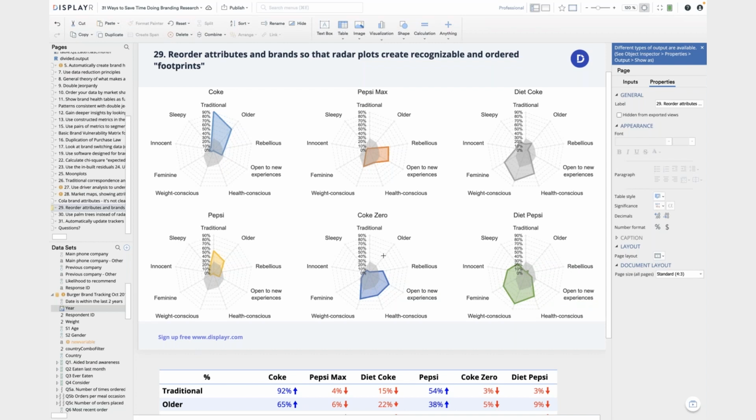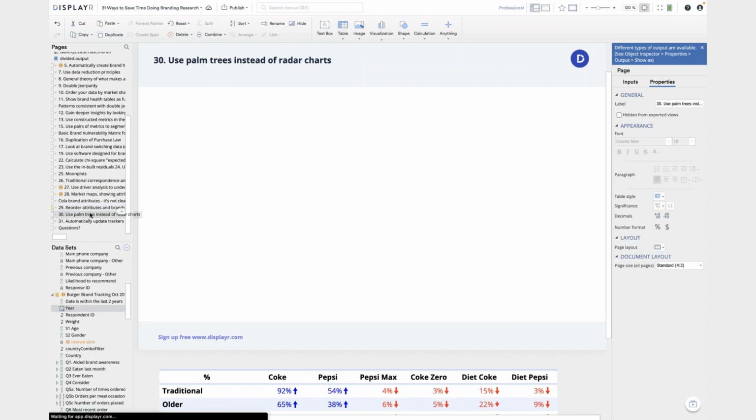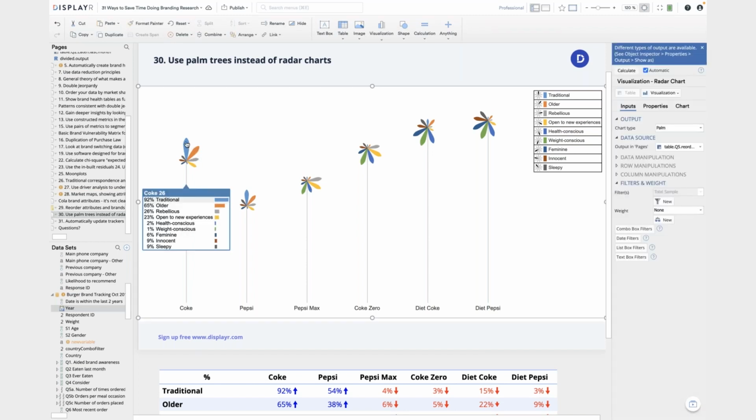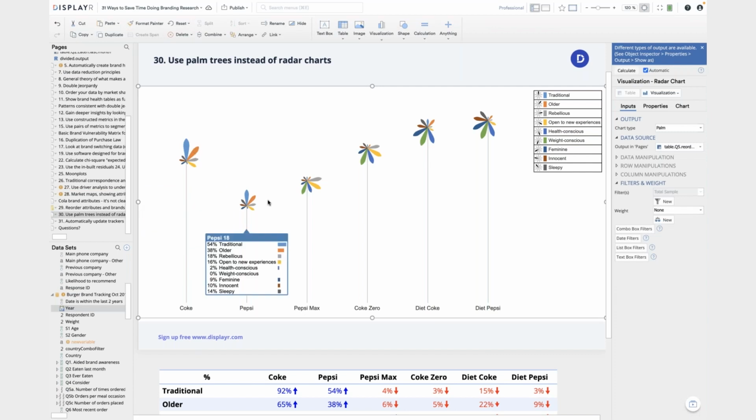Even better than a footprint, but more exotic, is the palm tree visualization. Just like with the previous visualization, we're using the radar plot, and we can draw conclusions based on the shape of the leaves. So these two here look a bit like rabbits, and if we hover over them, we see that these two ears correspond to traditional and older. Pepsi Max and Coke Zero have very similar shapes again, telling us they're similar, same with Diet Coke and Diet Pepsi.